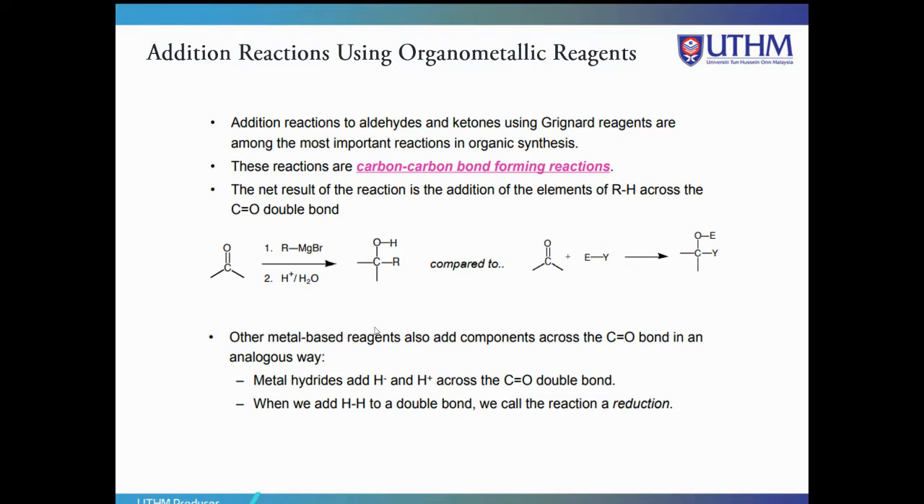Other metal-based reagents may also add components across the C=O double bond in an analogous way. Metal hydrides add H negative and H positive across the C=O double bond. When we add H-H to a double bond, we call the reaction a reduction reaction.